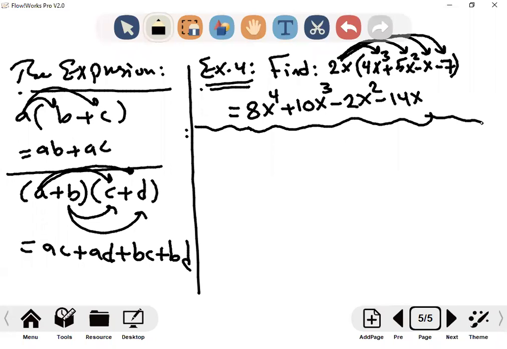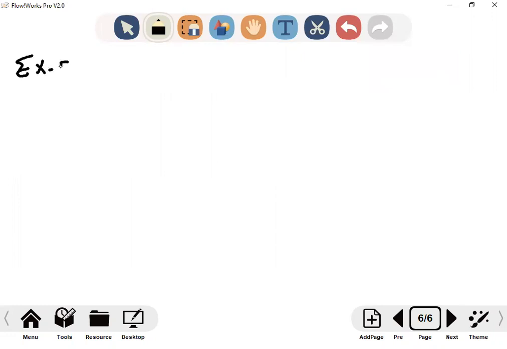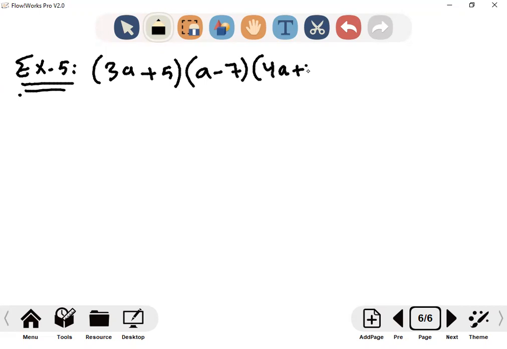Done? This is example 4. Let's do example 5. Example 5, I will do it on the extra board, okay? In example 5, you have 3 parentheses: 3a plus 5, multiplied by a minus 7, multiplied by 4a plus 1.